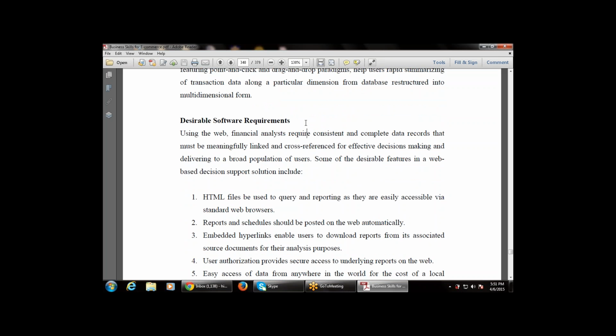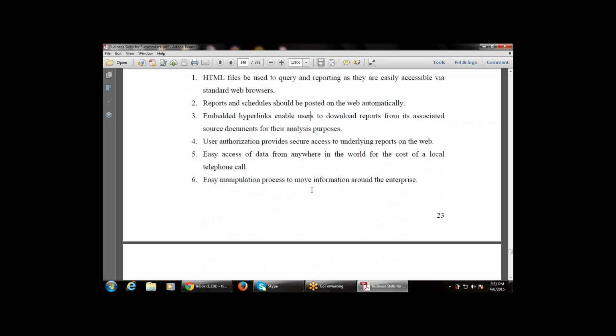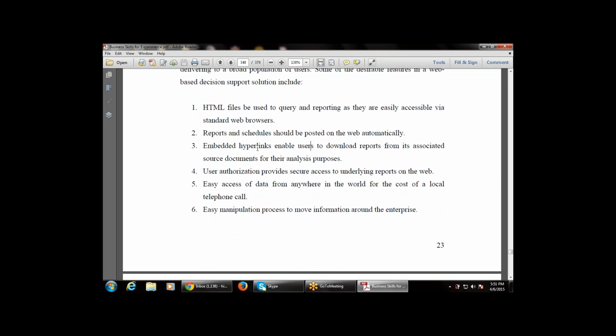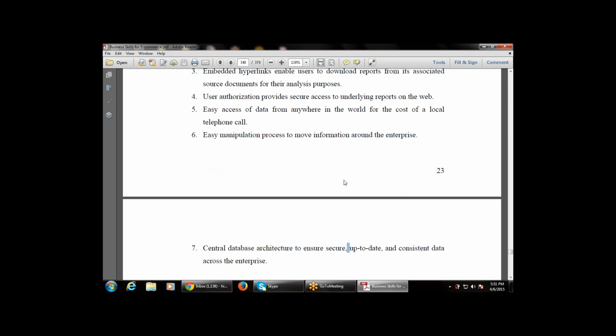What are the software requirements for OLAP? One of the software requirements is that HTML files are needed for OLAP. There is also a central database architecture that is used to ensure secure, up-to-date and consistent data across the enterprise. This is what we have covered in this chapter. So this is the wind up of the chapter.